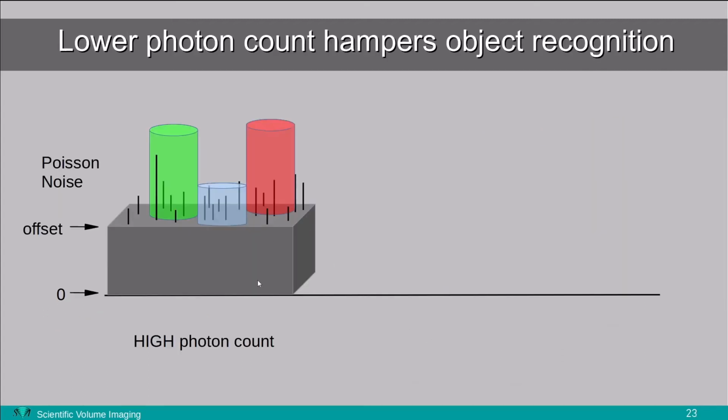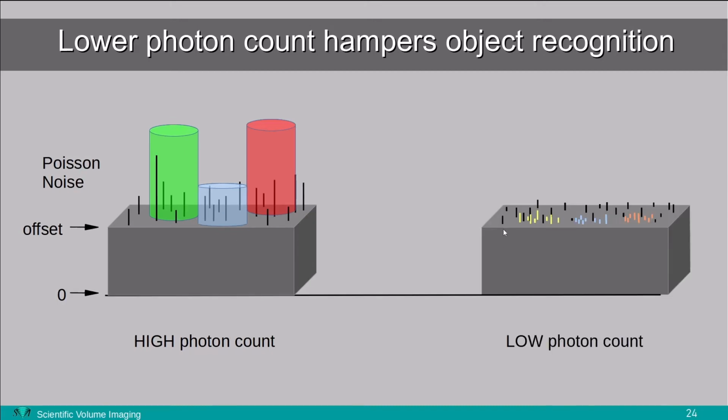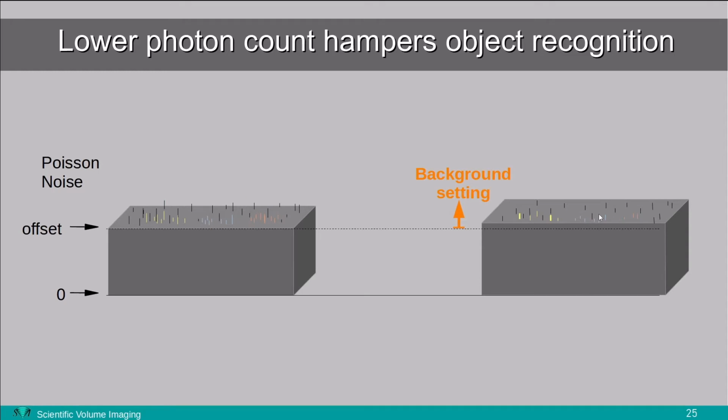So with high photon count, noise is not so much of a problem. So noise is here now inserted as these black spikes. But with low photon count, we also have lower signal, and the noise becomes more prominent. We have much more difficulty distinguishing between what is noise and what is real signal. So then the setting of background becomes really crucial. A slight difference in the background setting will have already a huge effect in distinguishing between what is signal and what is no signal.